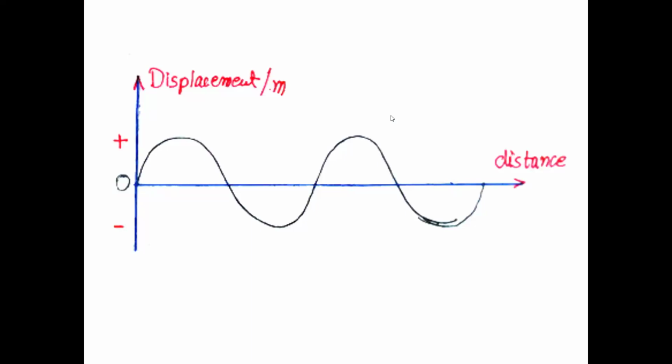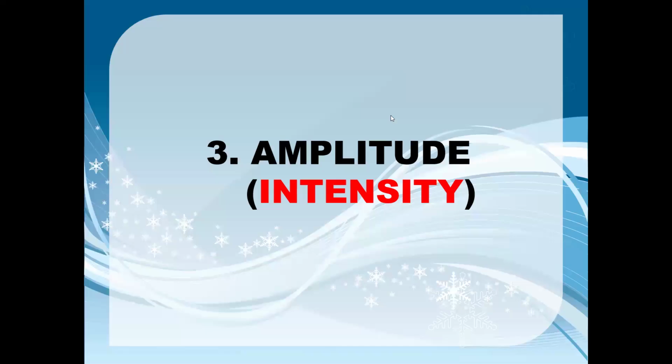So when a wave is traveling, it actually shows oscillation or vibration. The particles move in this way. Separation from the mean position. So when a particle oscillates, it moves away from the mean position. Its separation from the mean position at any time is called displacement.